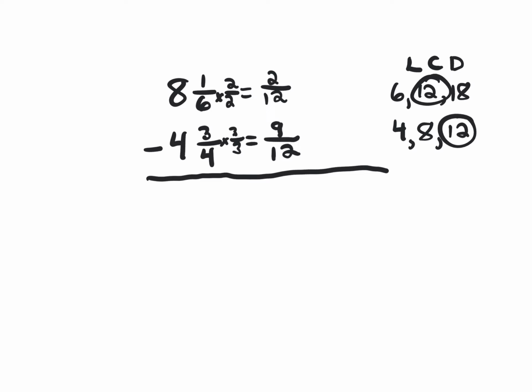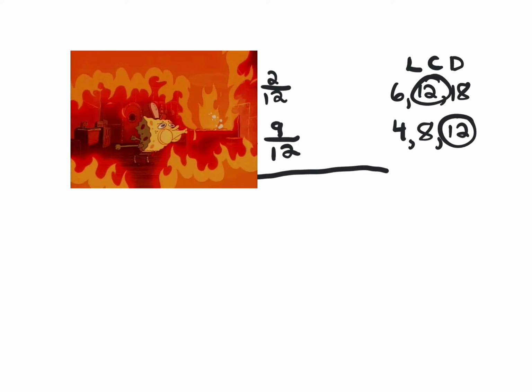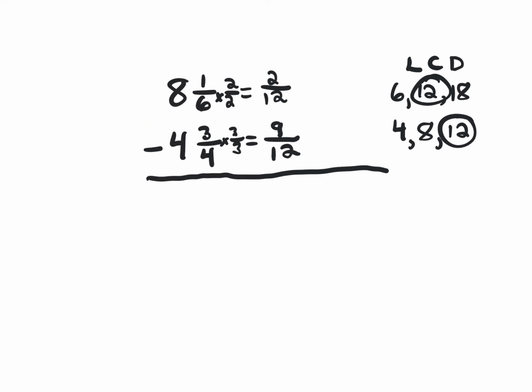Now, do you notice a problem here? Well, if I look at the numerators, I can't do 2/12 minus 9/12. I can't take away 9 if there's only 2 to begin with. So do you have any ideas on what we could do here? Well, remember, we have our whole number here. So we could borrow 1 from the 8 and make the 8 a 7. And that 1 that we're going to borrow, we're going to turn that 1 into 12ths.